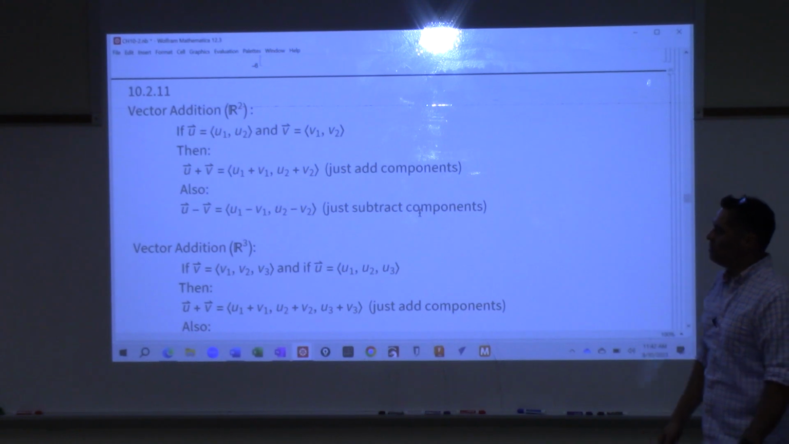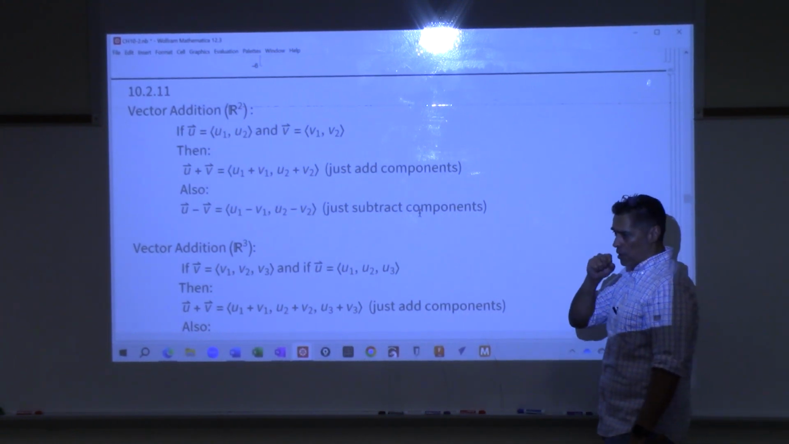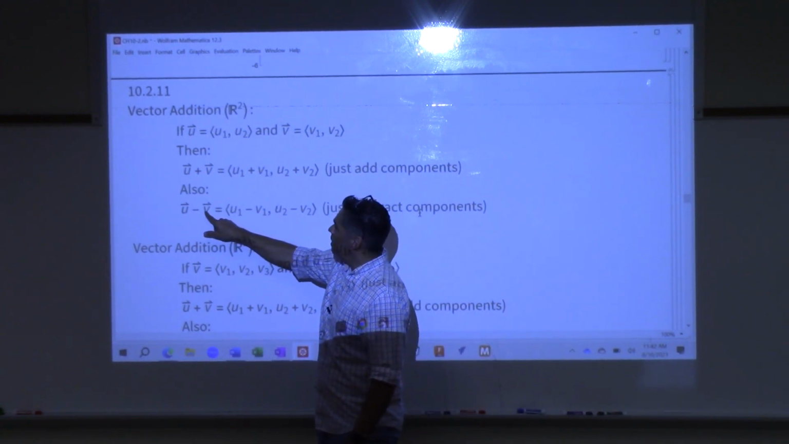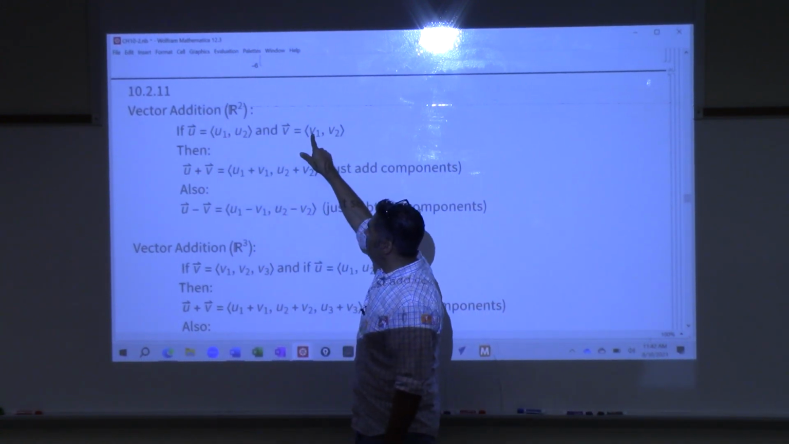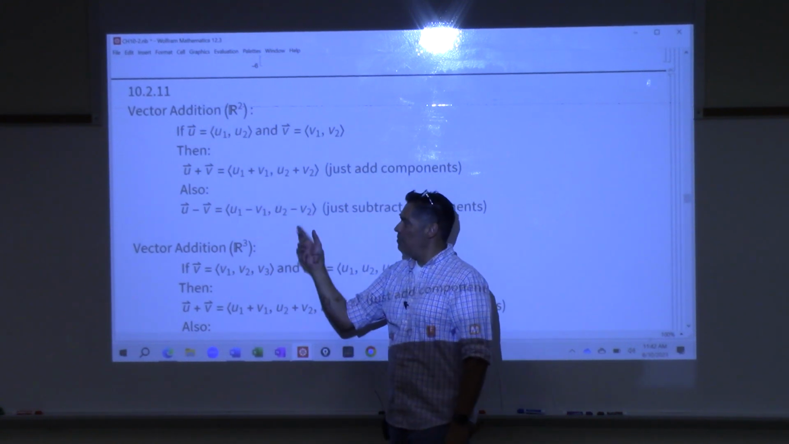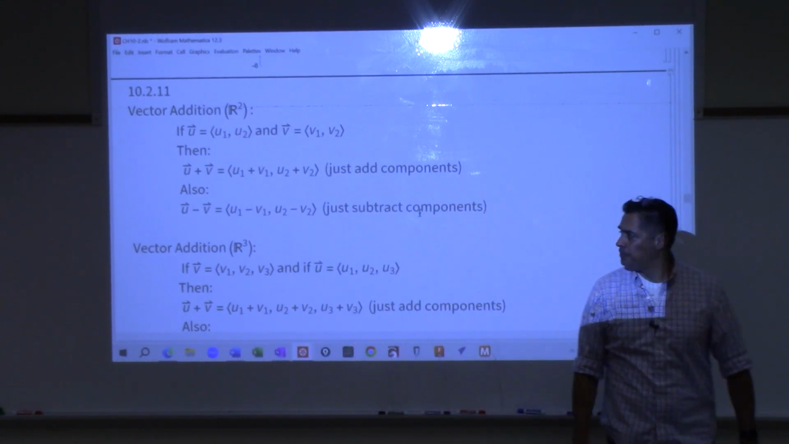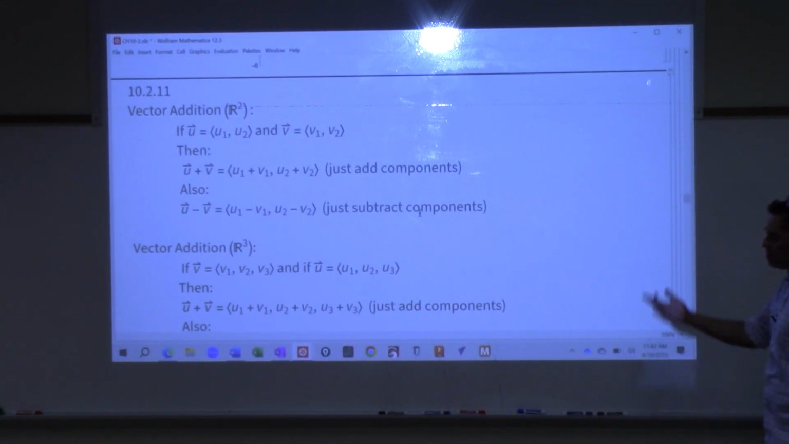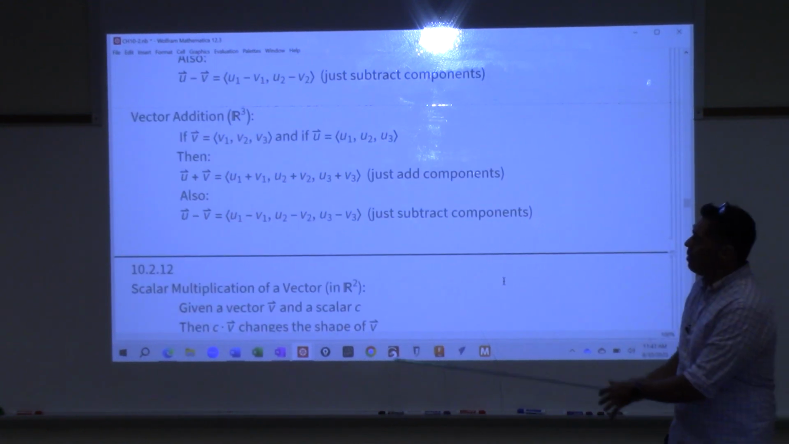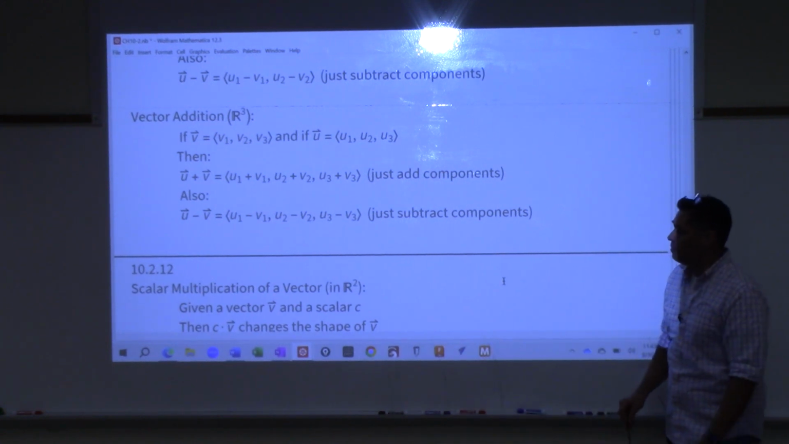Subtraction is the same way, except you have to be careful with order, right? If I say you take away V, then I'm going to do that minus that first, and then I'm going to do that minus that. The other way around, you would have to switch these orders because subtraction is not commutative. In three-dimensional space, it's the same thing. If you want to add two vectors, you just add up all their components. If you want to subtract the vectors, you subtract the components.